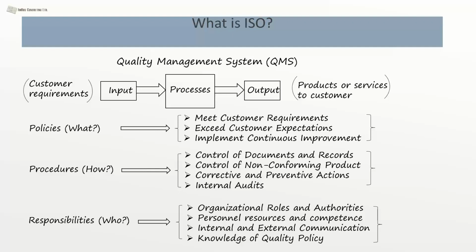Also, internal and external communication has to be established, both within the organization as well as externally with the customers, suppliers, and all the other interested parties. And then, of course, the quality policy, which is required by ISO, has to be known throughout the organization and at all levels of the staff. So next slide, please.